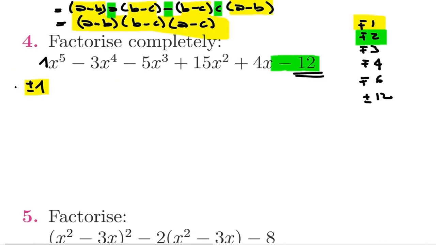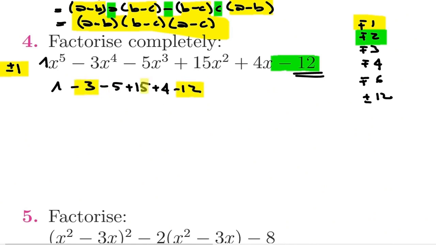Now, what happens when we plug in 1? When we plug in 1, let me write this plus or minus 1 right here. When we plug in 1, it's 1 minus 3 minus 5 plus 15 plus 4 minus 12. What did we get? The sum of this and this makes 15. This cancels that out. 4 plus 1 makes 5. That cancels out, and we get 0. Very nice. So now I can do Horner's division here.